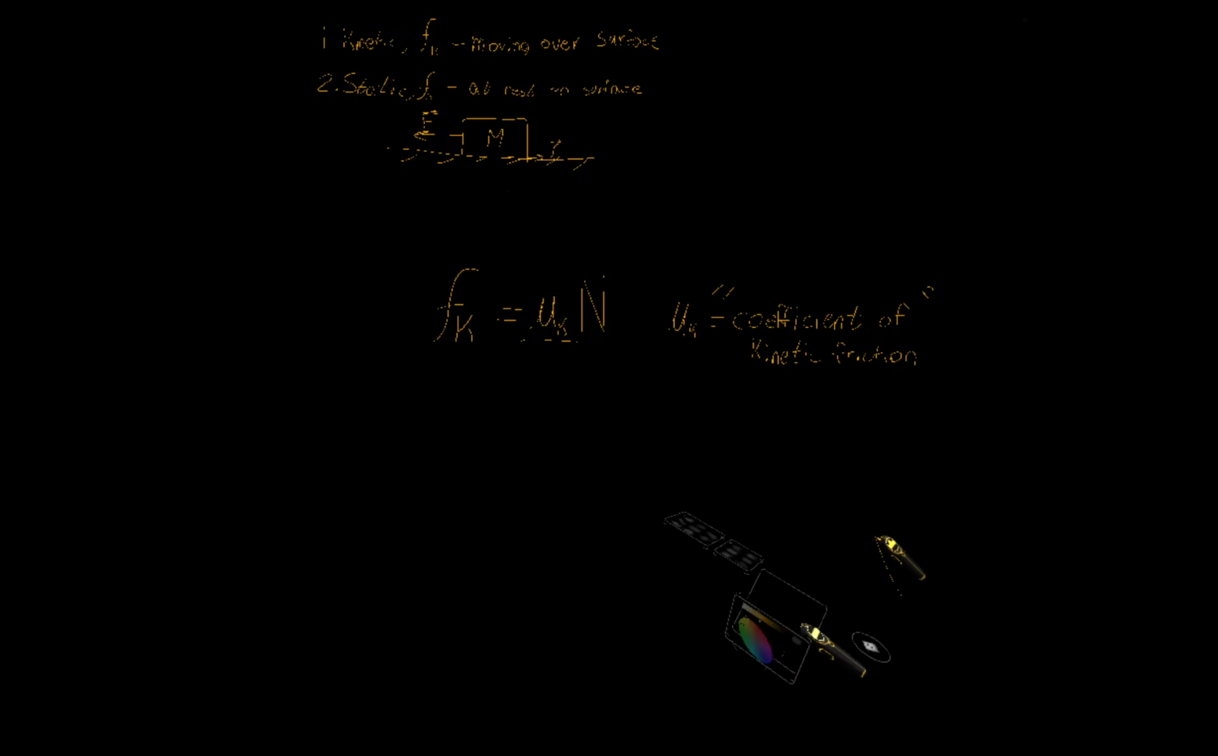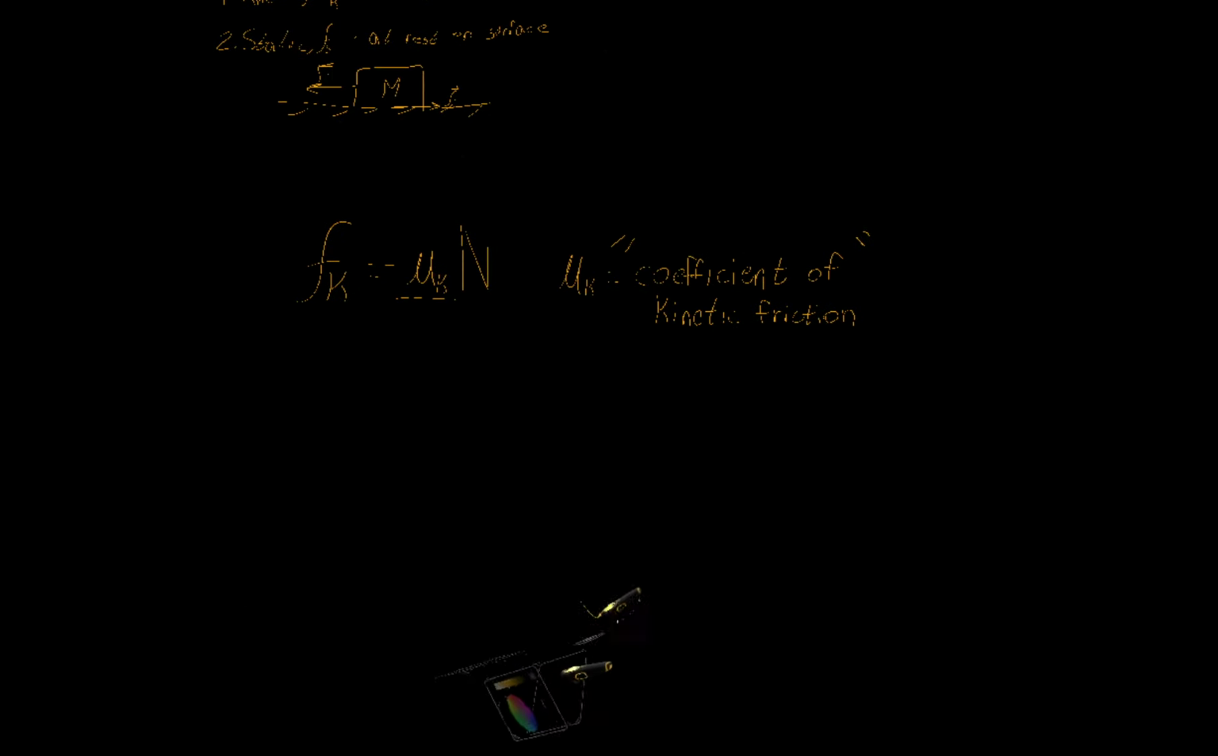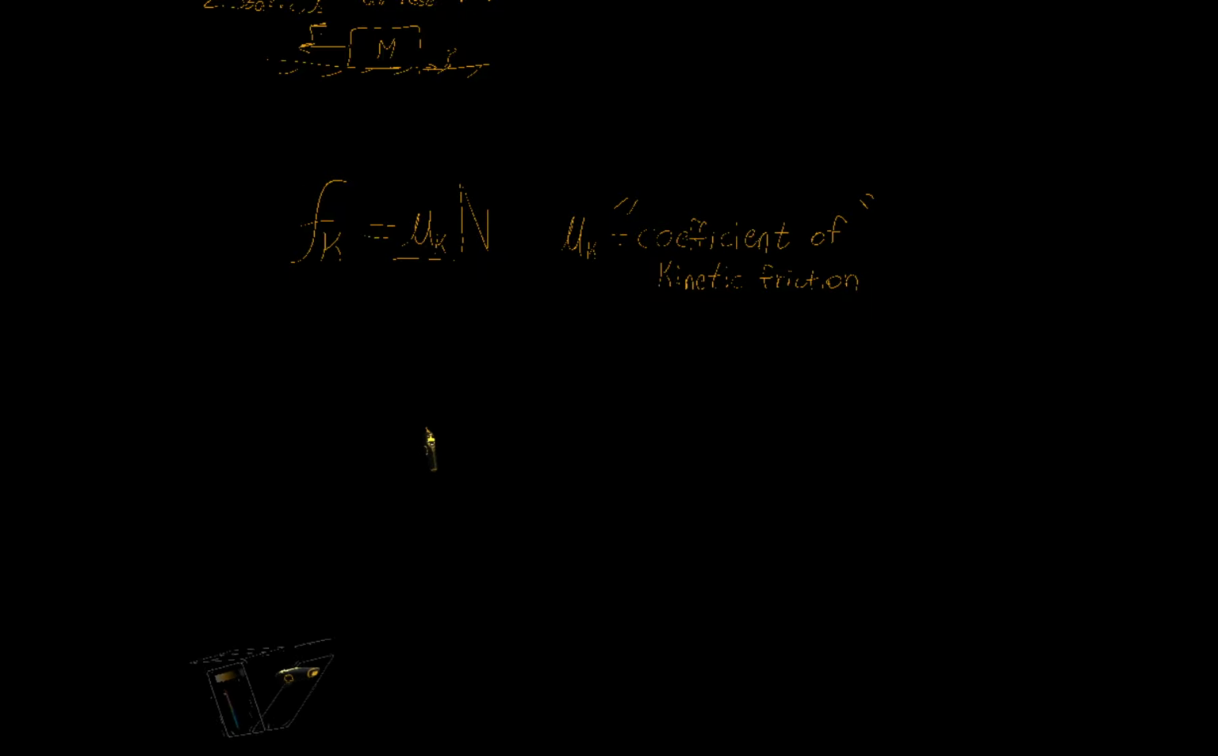That's what it's equal to. That's what we call mu sub k. It's really mu, the Greek letter mu. Okay, so that's kinetic. How about static? Static is similar, but it has its own coefficient.